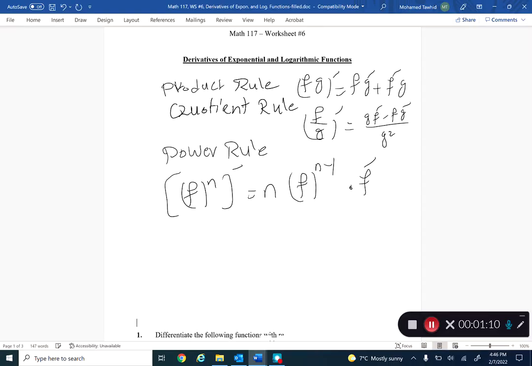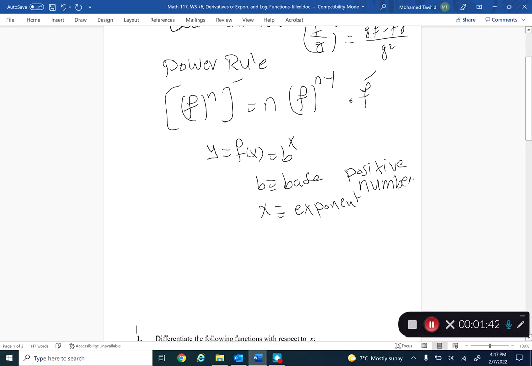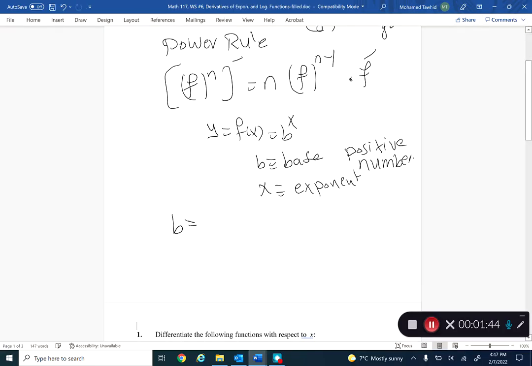What does an exponential function mean? If you have y equal, or f of x, equal to b to the power x, what is b? Here we call it the base, and this base must be a positive number. And x here we call the exponent.